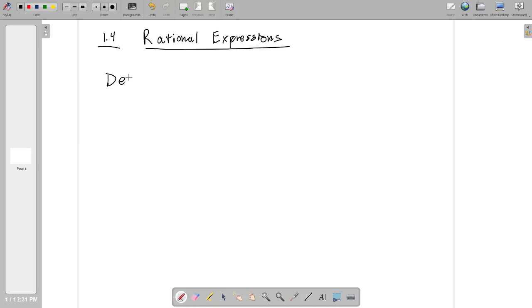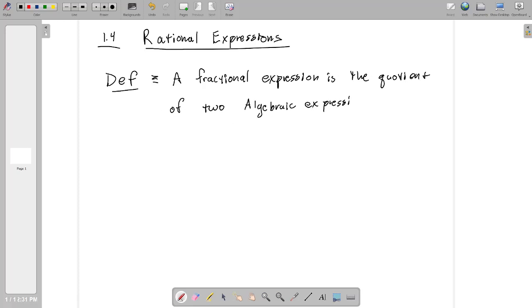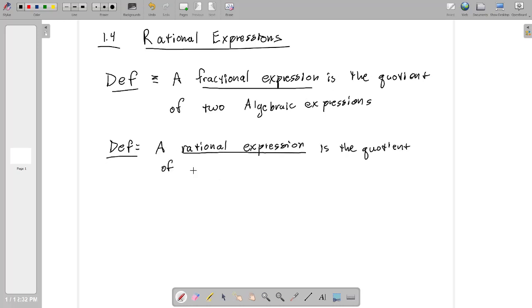Start with the definition of a fractional expression. A fractional expression is the quotient of two algebraic expressions. Next definition. A rational expression is the quotient of two polynomials.